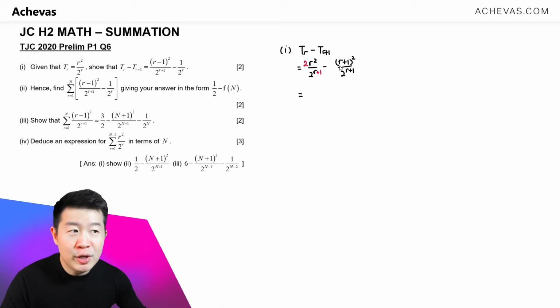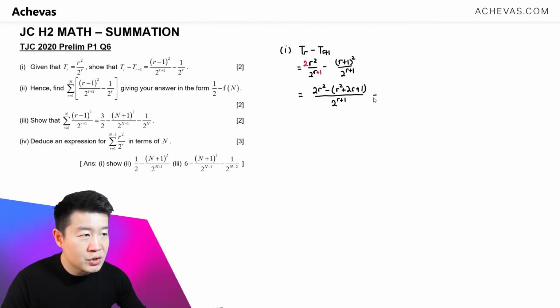So now it will allow me to group them into one single expression with the denominator as 2 to the power of R plus 1. And for the numerator, it's going to be 2R squared minus this, which is R squared plus 2R plus 1. So simplifying the numerator, 2R squared minus R squared gives me R squared, then minus 2R minus 1. This is going to be divided by 2 to the power of R plus 1.